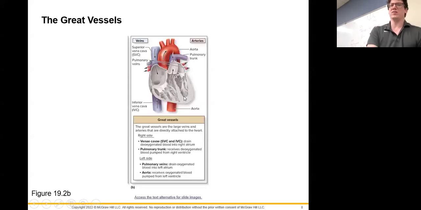We've also got what we call the great vessels. Now, the great vessels are the primary blood entry and exit points from the heart. Okay, so for our deoxygenated side, we have our veins. We have the superior and inferior vena cava. These are going to contain all of the venous return, so all of the blood return from the body.